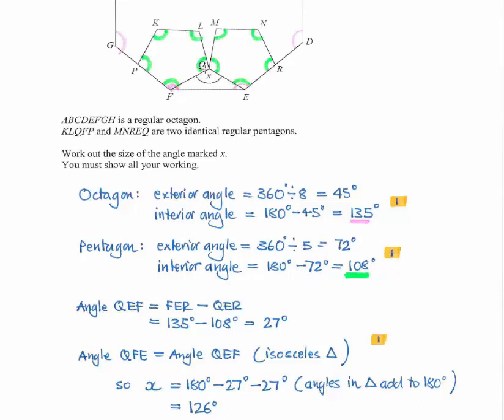So the angle QEF, use that angle labelling way, is equal to angle FER, this pink angle, minus angle QER, the green angle. Taking those away gives me 27. Now angle QFE is the same as angle QEF. These two angles on the base of this triangle. How do I know that? It's an isosceles triangle because these two pentagons are the same, so that length and that length are the same. Okay, so taking those two angles away from 180 gives me 126.